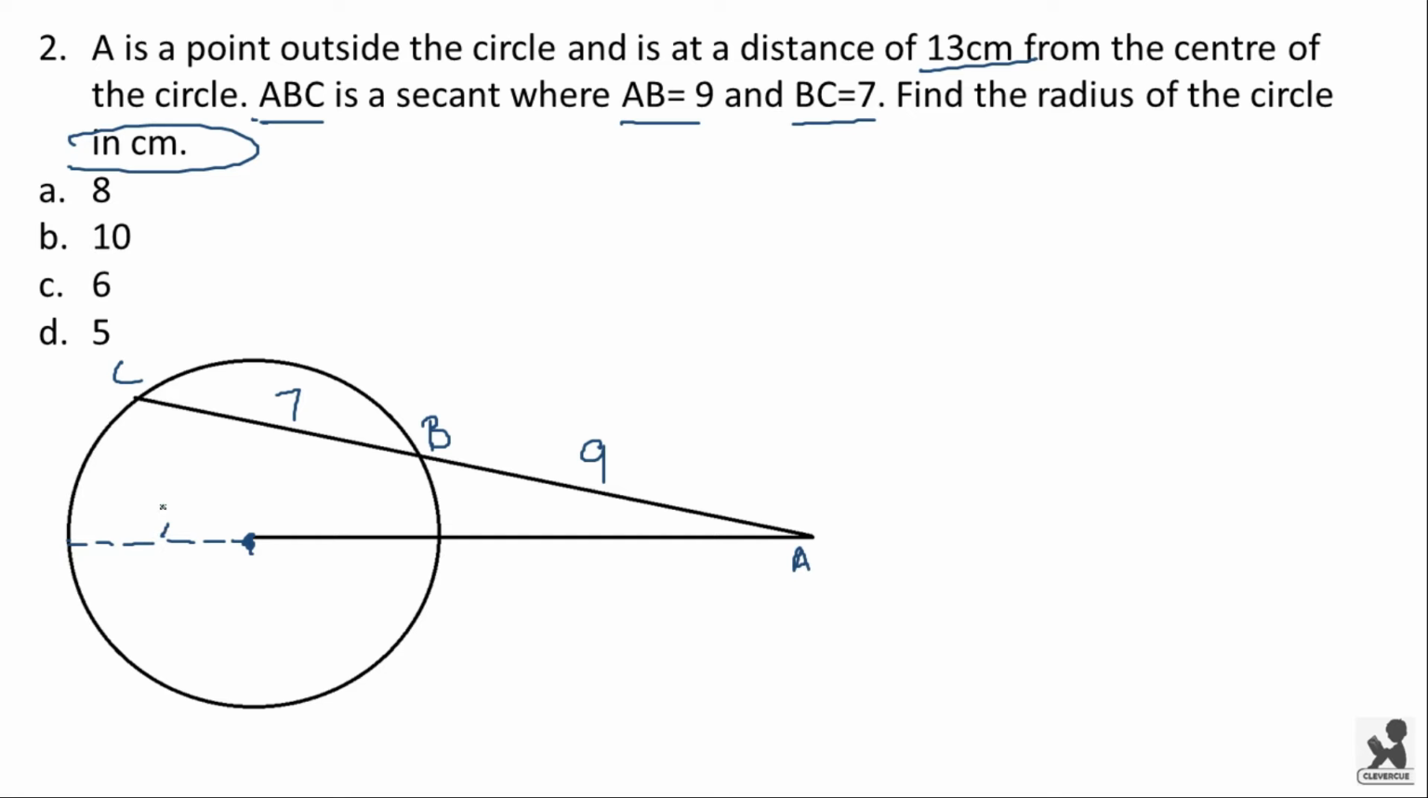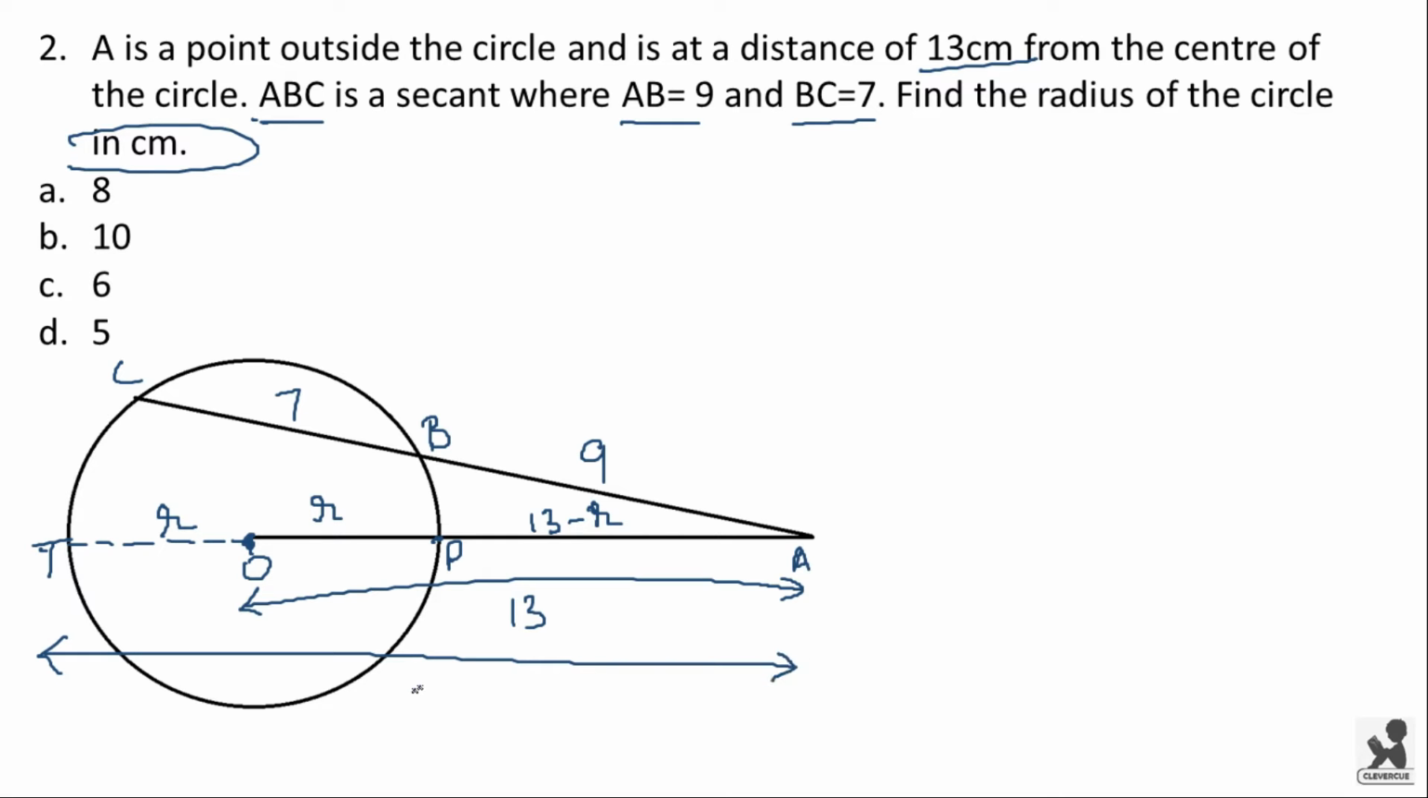Let the radius be R. This is also R. If this is O, we are given that the length of OA is 13. If this is P, the length of AP will be 13 minus R. And similarly, if this point is T, we have the length of AT is 13 plus R. So now in this figure we have this formula AB into AC is equal to AP into AT.